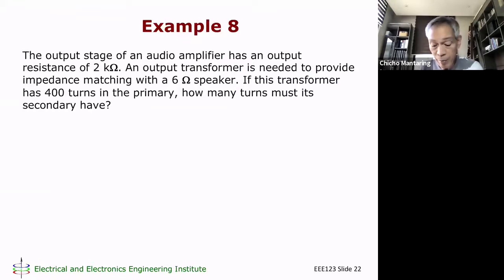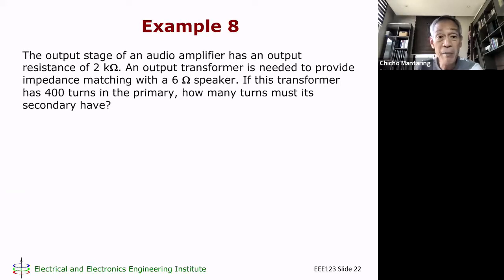So this is a simple example. The output stage of an audio amplifier has an output resistance of 2 kilo ohms. Okay, so meron akong audio amplifier. Ikakabit ko dapat yung speaker doon, no? To my audio amplifier. Unfortunately, the output resistance of this amplifier is very high. It's 2 kilo ohms. Kapag nagkabit ako ng 6 ohm speaker sa kanya, I'm not going to get maximum power delivered to my speaker. So what can I do?